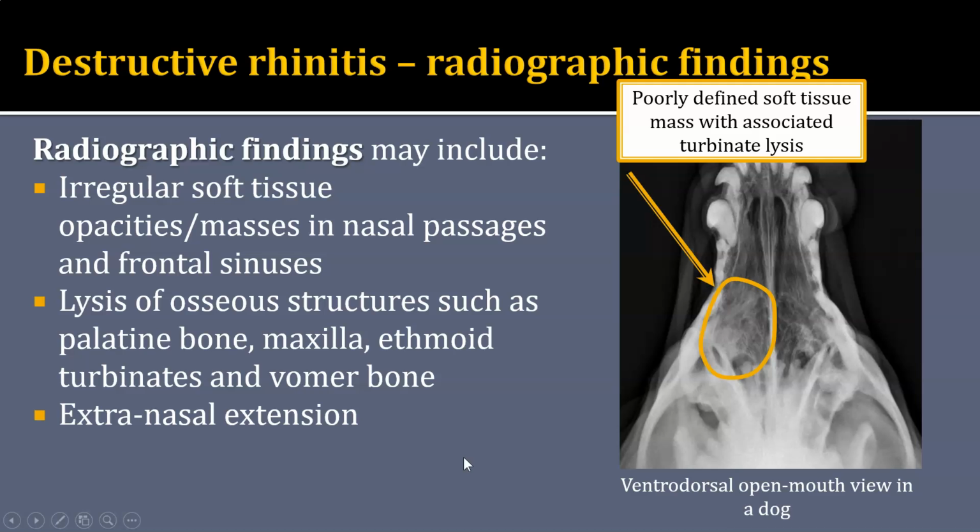With destructive rhinitis, we're going to start to see lysis of the osseous structures, and those osseous structures involved would include our palatine bone, our maxilla, and certainly the larger bony turbinates or ethmoid turbinates, maybe even our vomer bone. Most of the time, our nasal tumors seem to have a predilection for the maxillary recess and the caudal nasal passage by the ethmoid turbinates. So that means that we're going to find our mass kind of in this area as depicted by this orange circle. Our maxillary recess is usually about the level of the third premolar, and then our ethmoid turbinates are back in the caudal nasal passages.